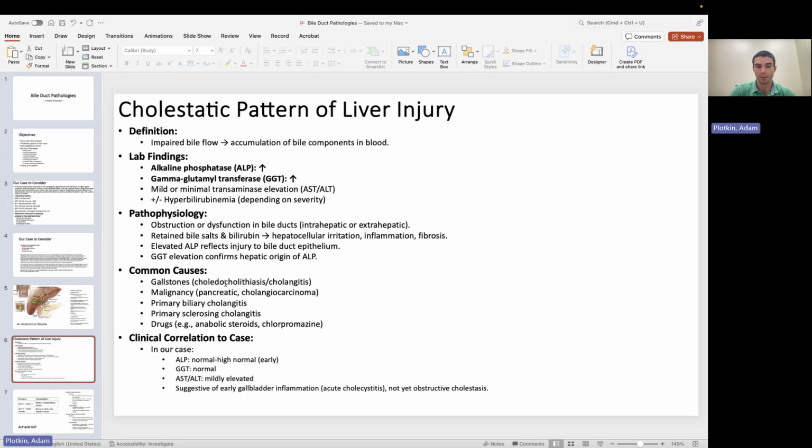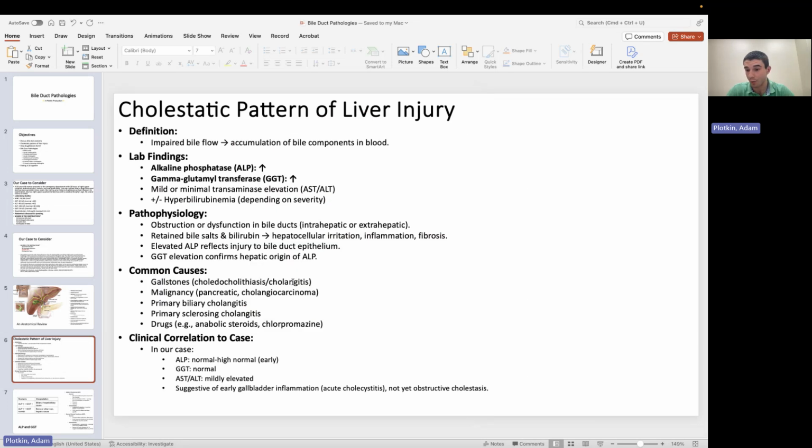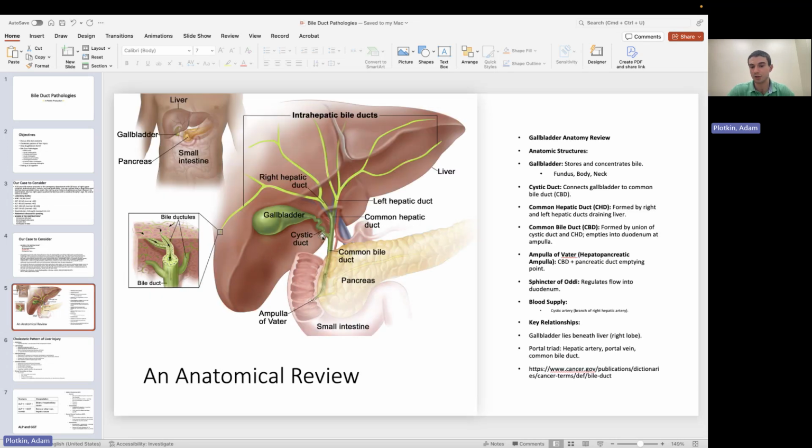So common causes would be gallstones, like choledocholithiasis and cholangitis that I briefly mentioned. Malignancy, so if we have pancreatic head cancer, right? If I had a cancer right around here that was obstructing the ampulla of Vater, the bile can't flow through and it will reflux back. If I had cholangiocarcinoma, which is a tumor of the bile ducts itself, or primary biliary cholangitis or primary sclerosing cholangitis, which a lot of you answered intrahepatic bile duct obstruction, which you were probably thinking PBC.